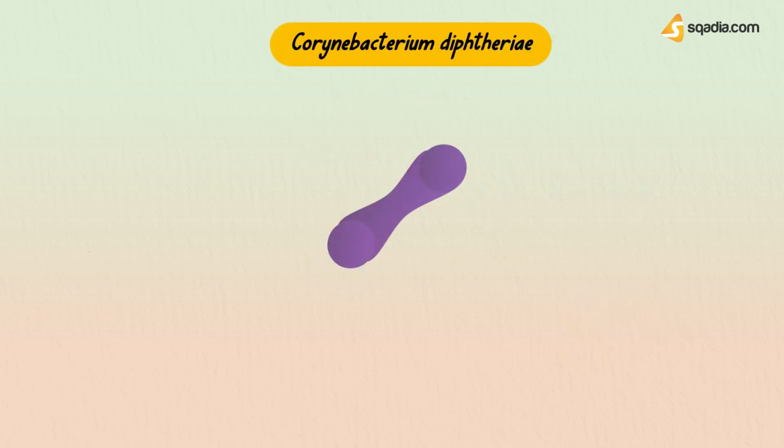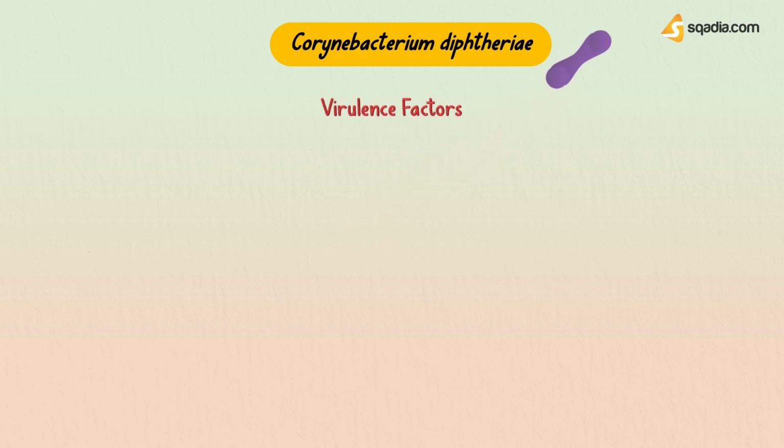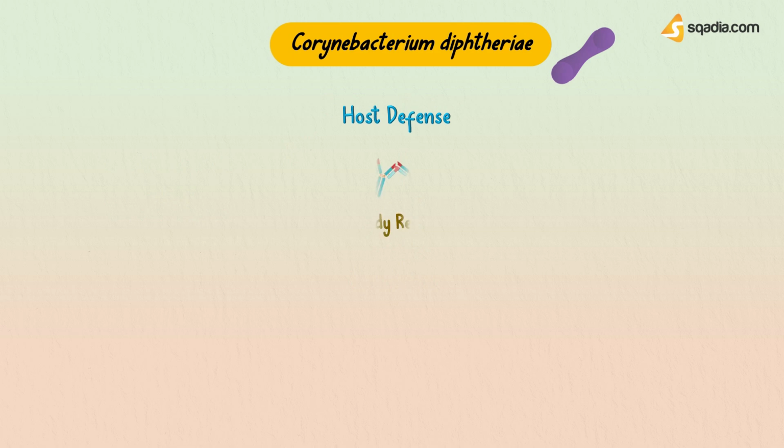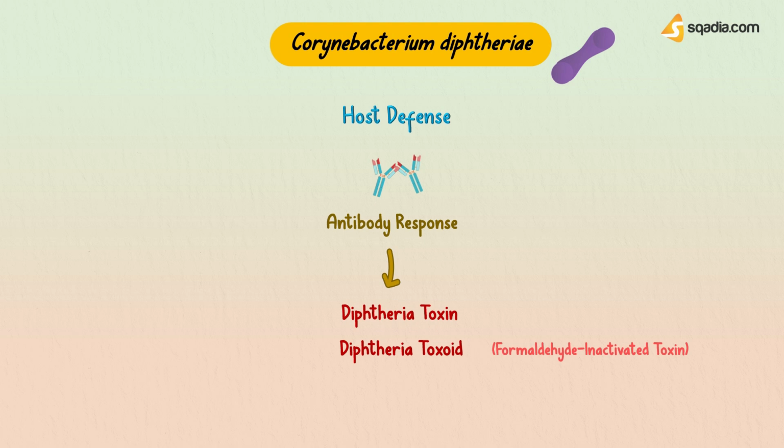Well, it also secretes a powerful toxin, but death can be due to local tissue damage in the larynx, or false membrane. Talking about host defense, it involves an antibody response to diphtheria toxin following clinical disease, or to diphtheria toxoid, that is, formaldehyde-inactivated toxin, following immunization.